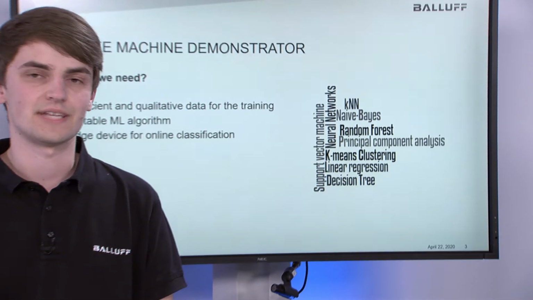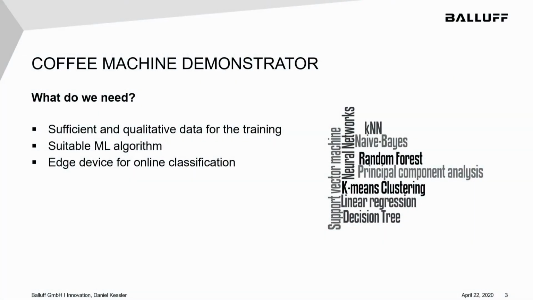Another thing is you need a device on which you are able to run this setup. In this case, it's an edge device for online classification. Online classification means it's a real-time classification. And therefore, this edge device is a Raspberry Pi. This Raspberry Pi is able to provide the computational power for this task.